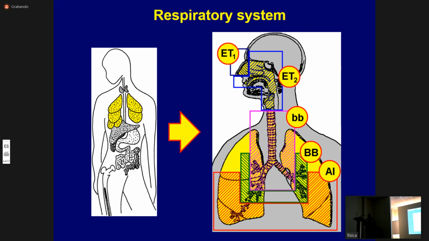On this slide, the extrathoracic airways, or extrathoracic region, within which are allocated areas ET1 and ET2. ET1 is the front of the nose, ET2 is the back side of the nasal passage, and the nasal part of the pharynx, the oral part of the pharynx, and the larynx.